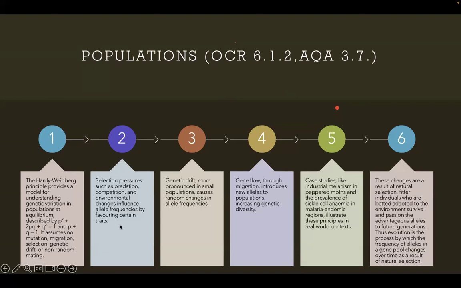Selection pressures, that's really important to note, and this is for evolution as well. You guys can read that there. Basically, these all link into natural selection.